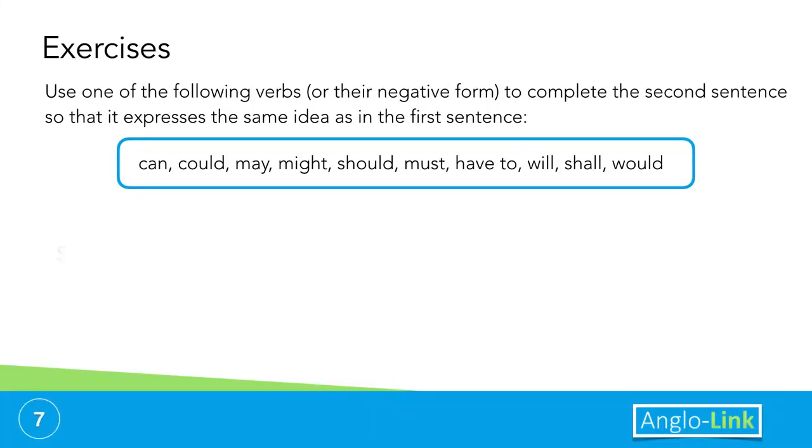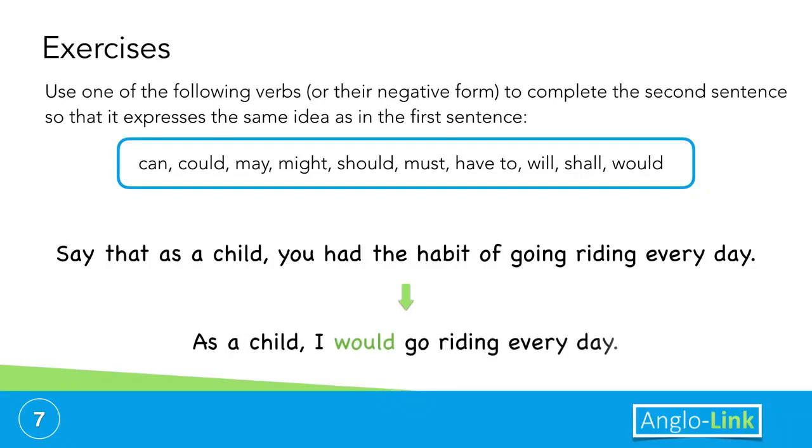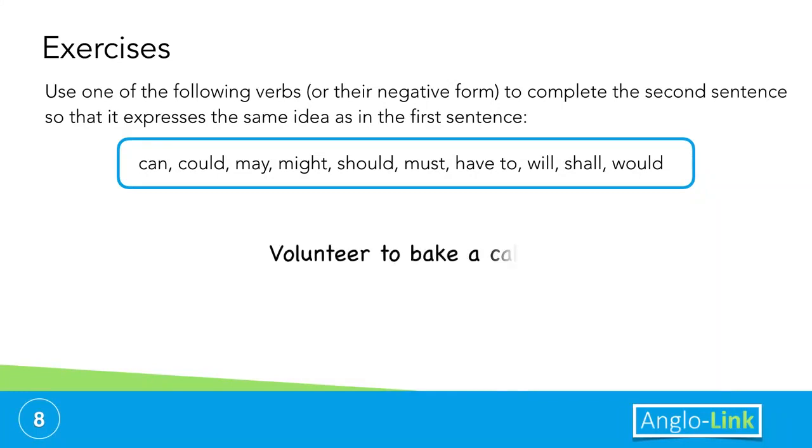Okay. Number 7. Say that as a child, you had the habit of going riding every day. Habit in the past, similar to used to. As a child, I would go riding every day. Number 8. Volunteer to bake a cake. To volunteer, future simple tense, will or shall. I'll bake a cake or I shall bake a cake. Shall is more formal than will.